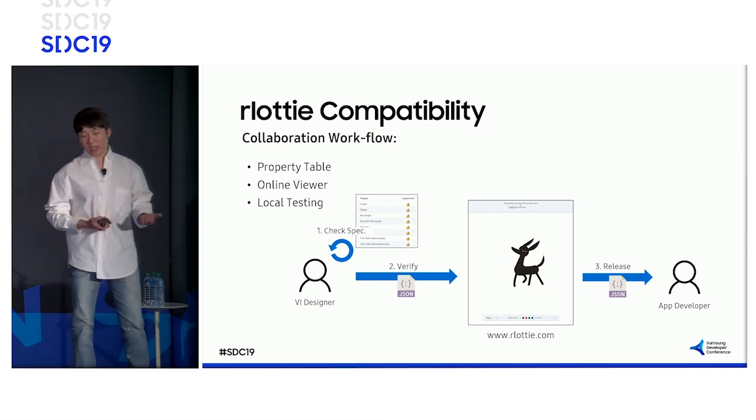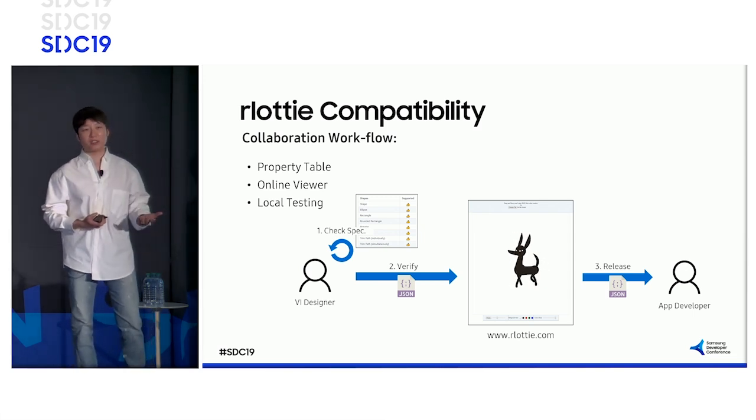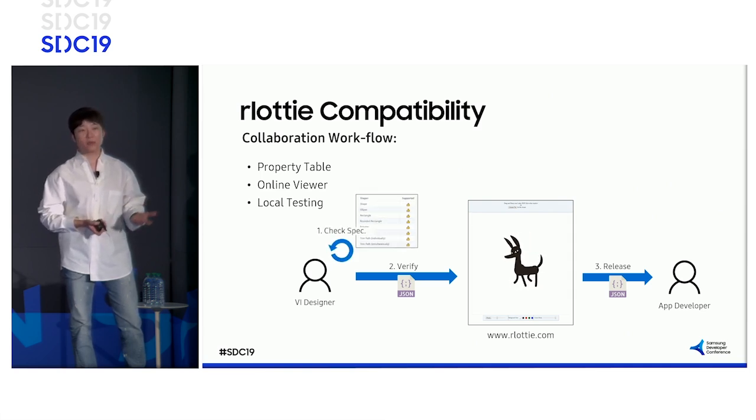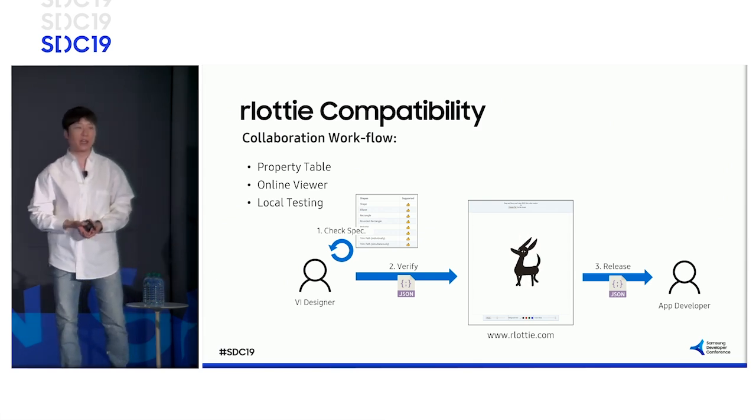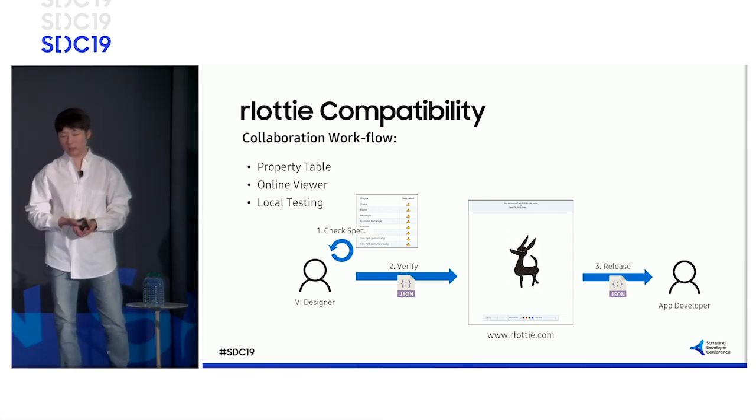For this reason, we suggest the verification steps as you can see on the screen. Firstly, designers can check the feature table of Lottie in the online documentation. In this way, designers can understand which components of After Effects are available for their project. Secondly, once designers finish the UI design based on supported features, they can check the preview result on the Lottie online viewer.